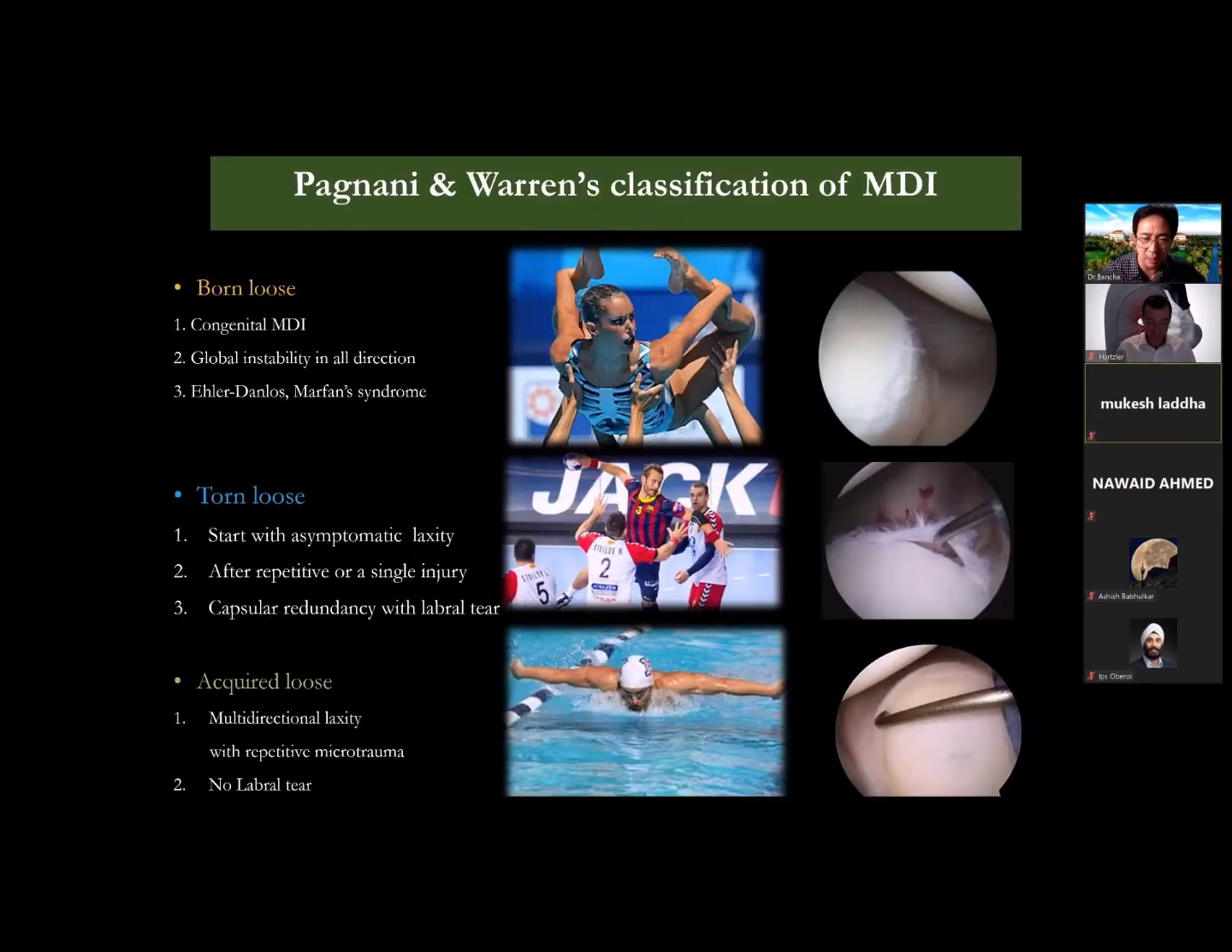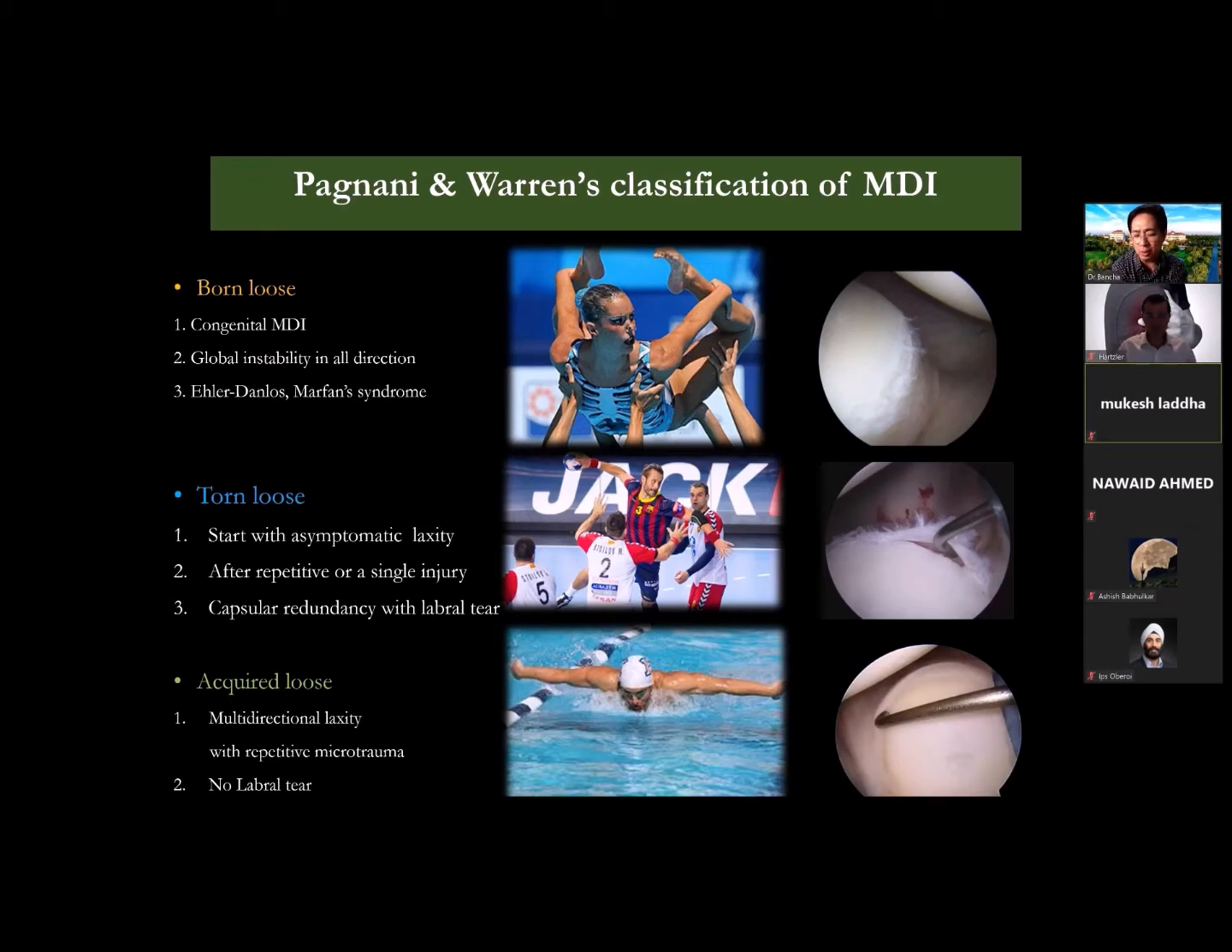So this is the Pagnani Warren classification of the MDI. They classify into born loose, torn loose, and acquired loose. The first group is the syndromic, the born loose. This is like the congenital MDI. The patient would have global instability in all directions, like Ehlers-Danlos or Marfan syndrome. This is a collagen problem.